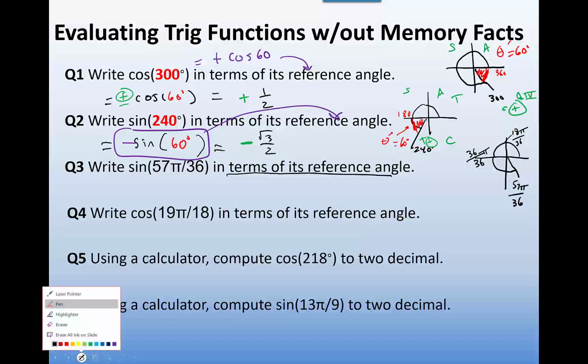Okay, I need the reference angle for that. Now the reference angle is going to have to be this one off the x-axis. And notice how the reference angle takes my black angle and completes it all the way to 2 pi. So I'm going to have to subtract 57 pi 36ths from 2 pi. I can't do that because 2 pi isn't a fraction.